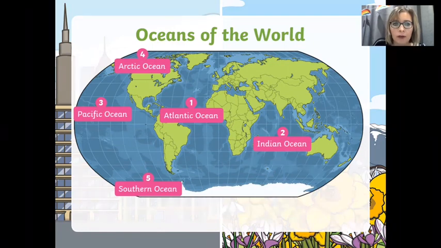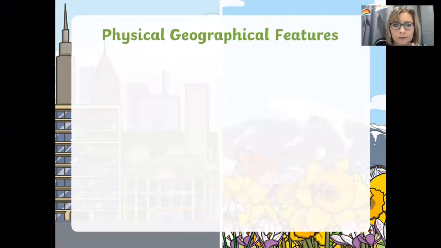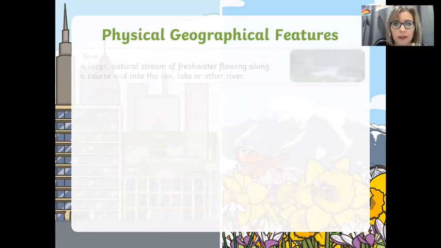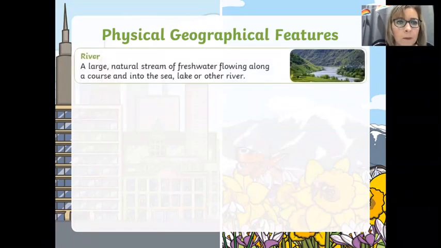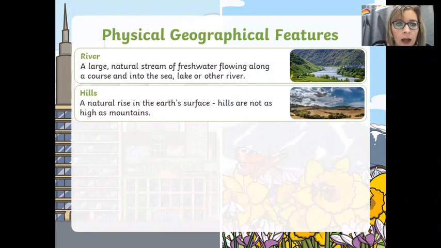As I said, recalling our previous learning. So now let's carry on with physical features. We've got river, a large natural stream of fresh water flowing along a course into the sea, lake or other river. Hills, a natural rise in the Earth's surface. Hills are not as high as mountains.